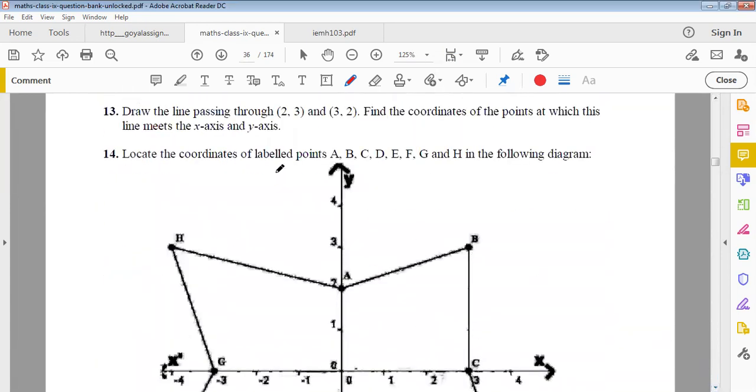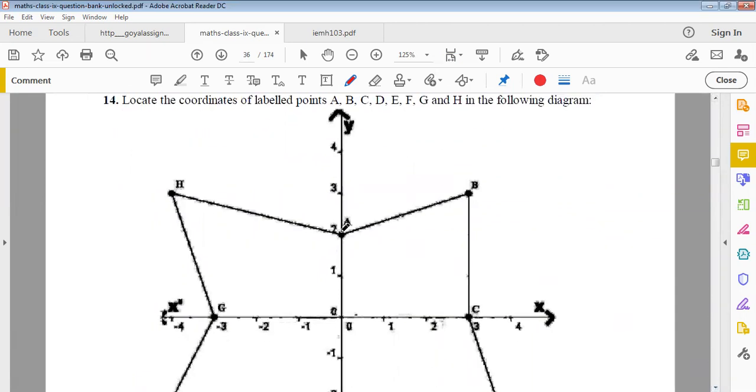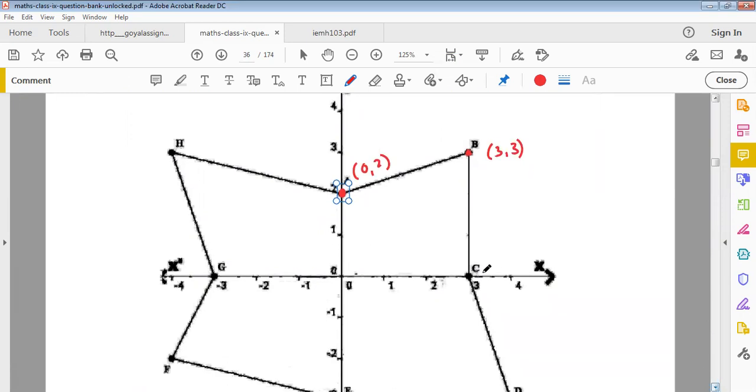Now locate the coordinates of the labeled points. See, labeled points. Now it is talking about A. A is on the y-axis, so the x value is 0: (0, 2). B lies in the first quadrant, both are positive, so this point is (3, 3), right? And C will be (3, 0), because it lies on the x-axis. H lies in the second quadrant, so (-4, 3), 3 units from here. And the G point lies on the x-axis: (-3, 0).